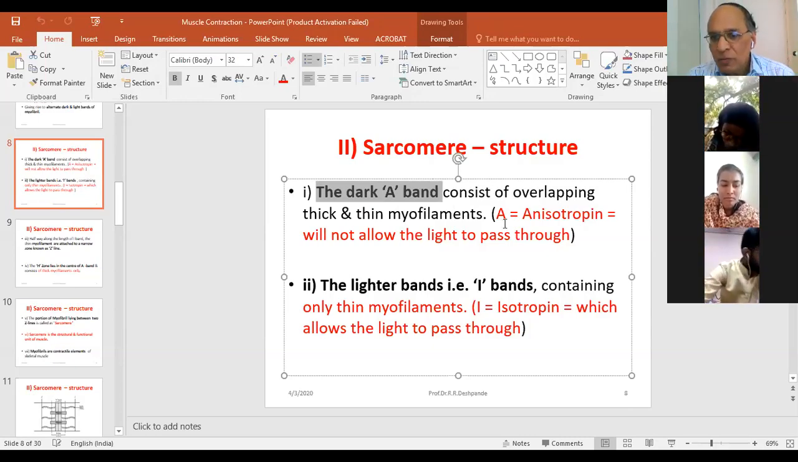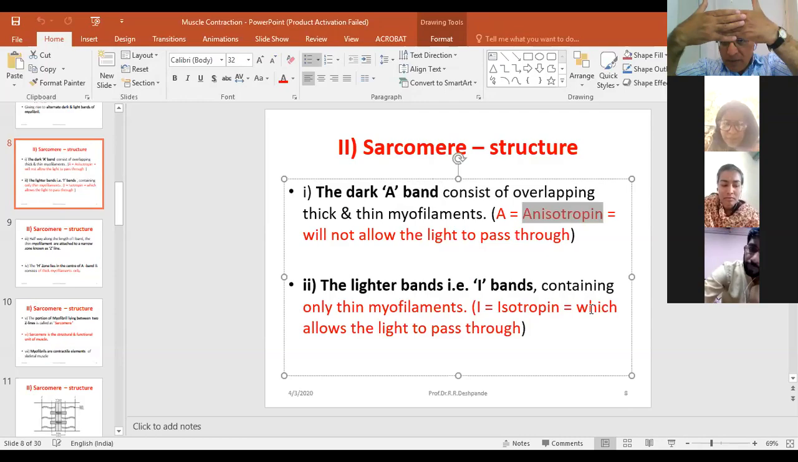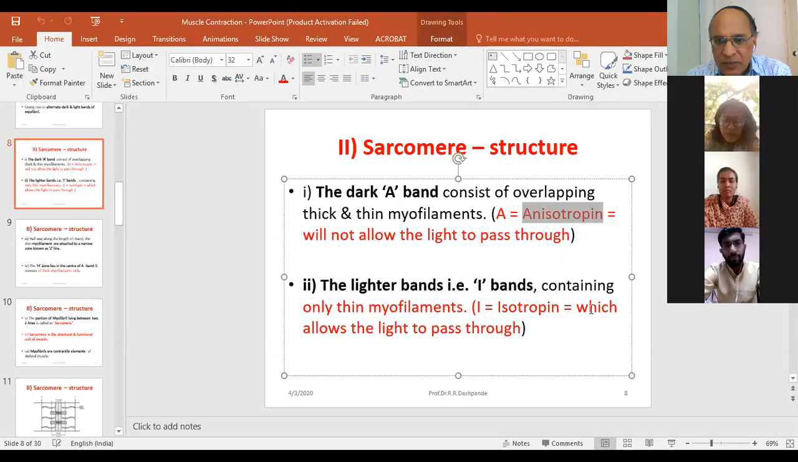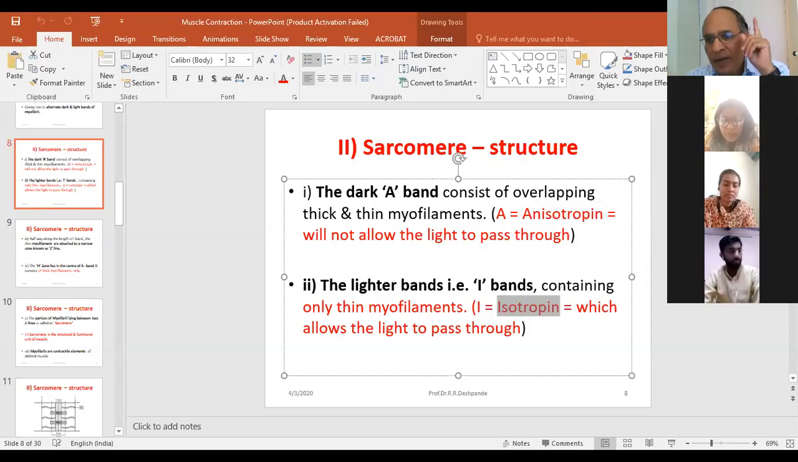So A is equal to anisotropic. Can you see anisotropic? No light is going through because this is thick. So light cannot pass through like this. When it is thick, light cannot go. That's why the word is anisotropic. And when light can pass, can you see here? Isotropic. Only thin, so light can go. Dark, light doesn't go. Light can go inside. This is the simple thing. Dark band is equal to A, light band is equal to I.